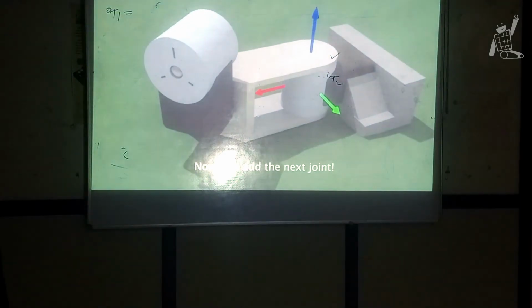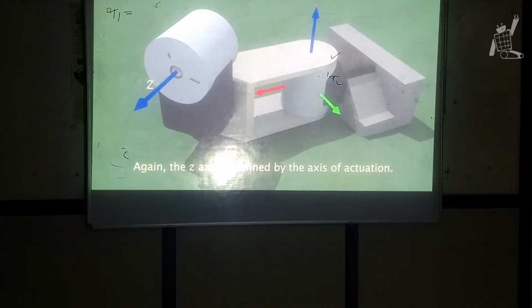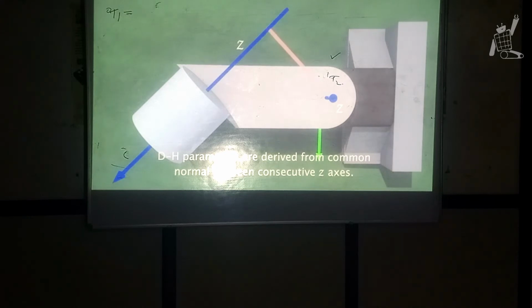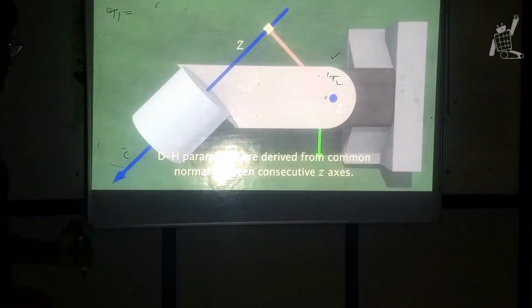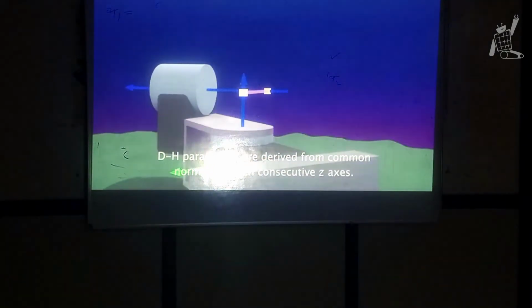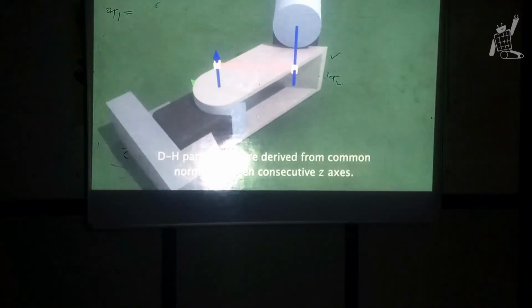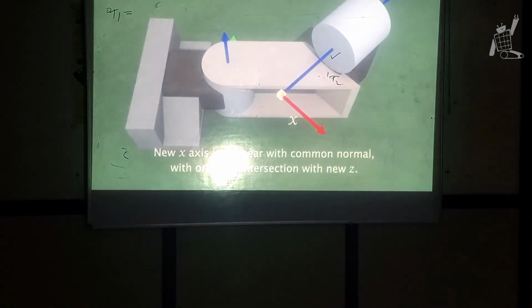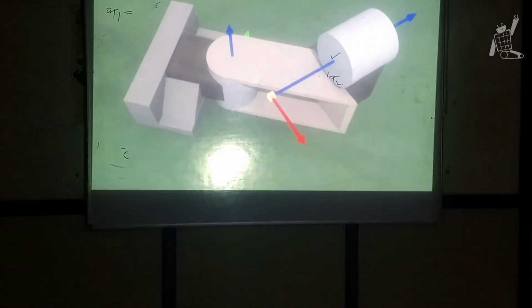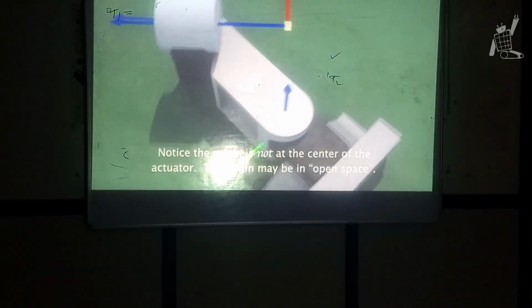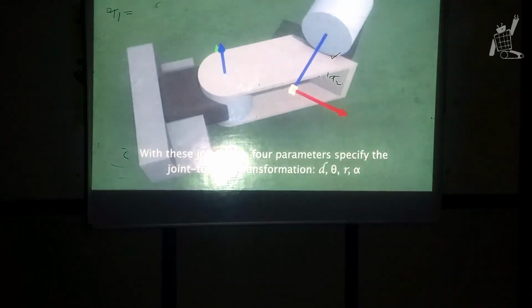Now if we add another joint, we can determine the transformation between them. As before, the z-axis points along the axis of rotation. The DH parameters will be derived from the common normal between these z-axes. The common normal is orthogonal to both vectors. It's also the shortest line between them. The new x-axis points along the common normal and has its origin at the intersection with the new z-axis. Notice the origin is not within the physical actuator, because the DH parameters are only concerned with the motion of the links, not the physical placement of components.